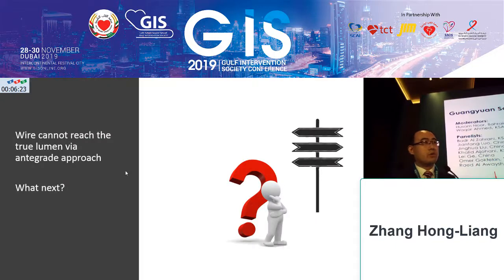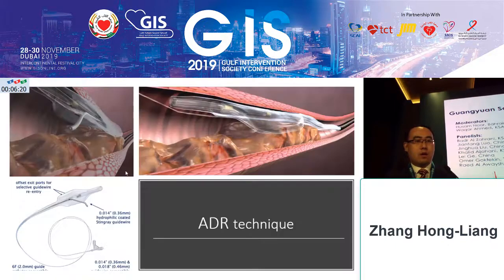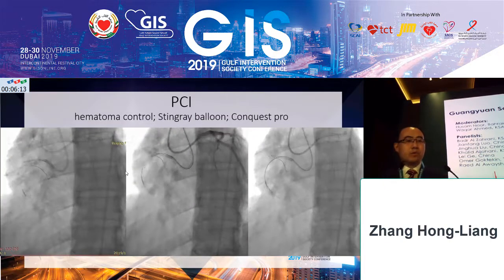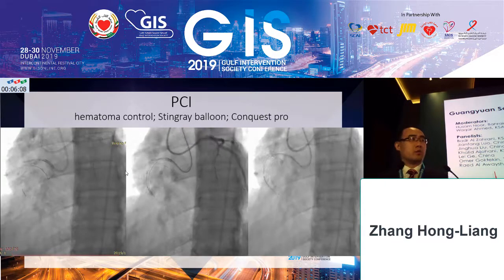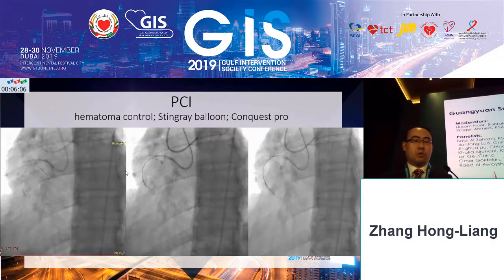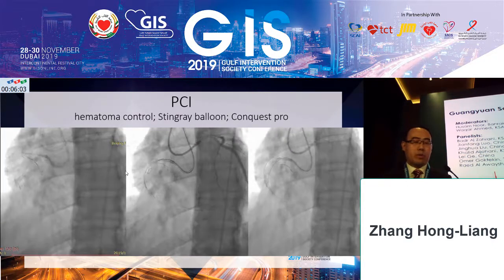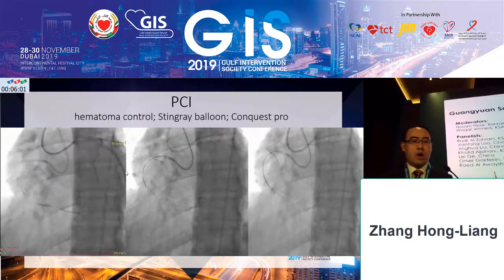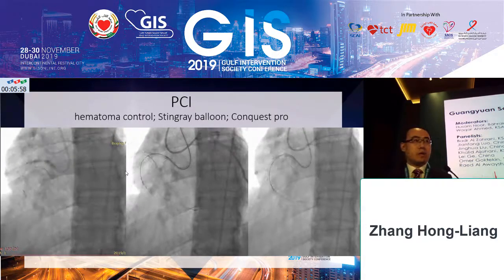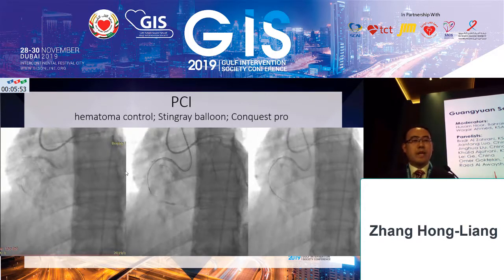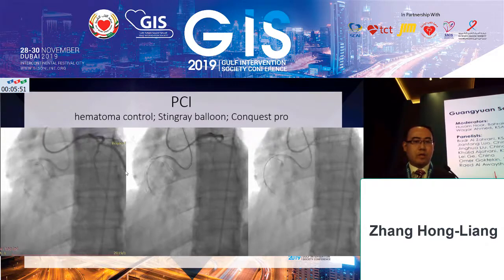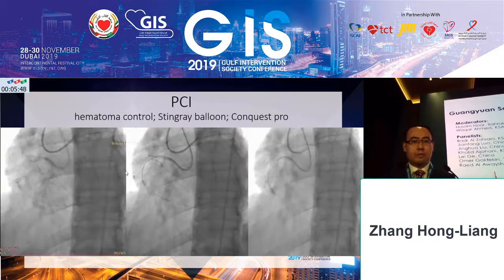So, what will you choose next? We plan to do ADR for this patient because the landing zone beyond the occlusion is very good. A Stingray balloon was put at the second curve of the RCA to better control the hematoma. A 2.0 balloon was dilated at the proximal part of the RCA, and hematoma aspiration was done through the Stingray balloon to make less space between the Stingray balloon and the true lumen.